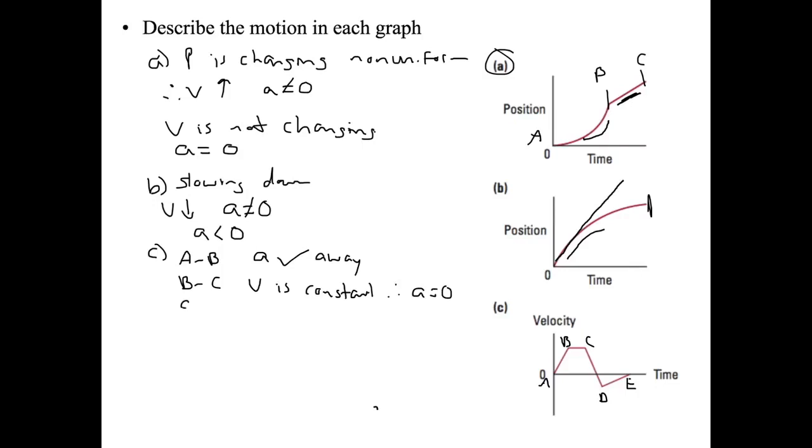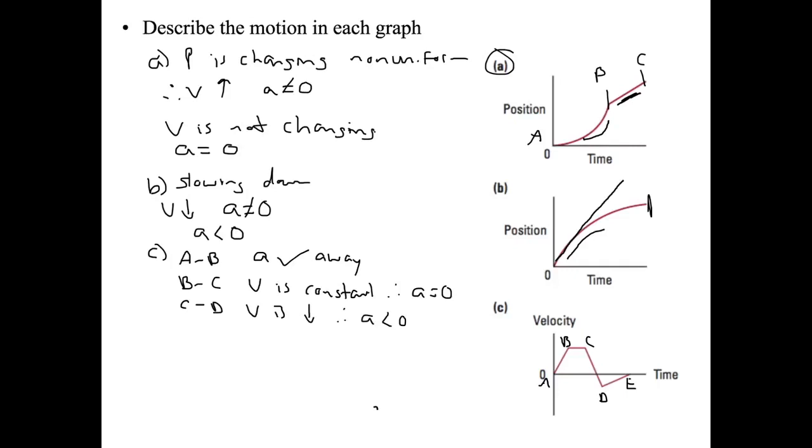Between C and D, we can see that the car is slowing down. It would be like putting on the brakes. So the car is moving at a constant speed between B and C. From C to D, the car hits the brakes and slows down. So V is decreasing. Therefore, A is less than 0. We have a negative acceleration.